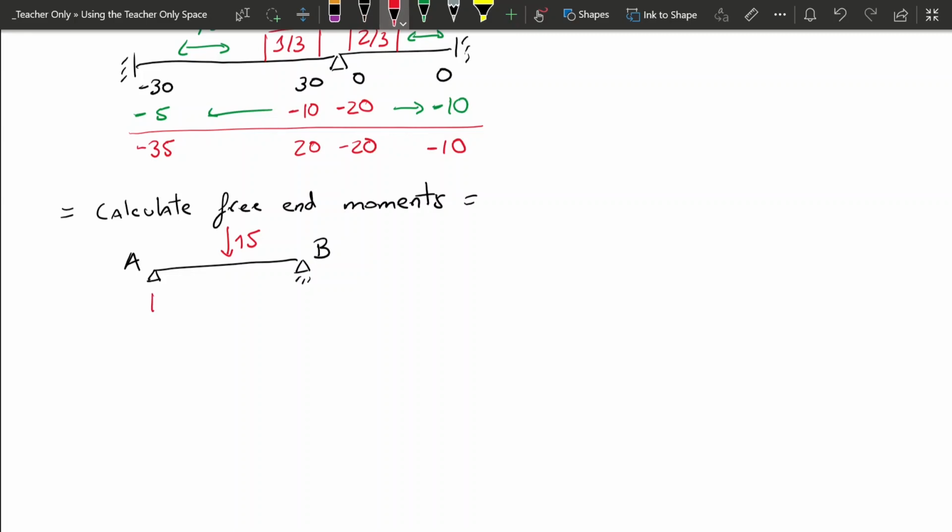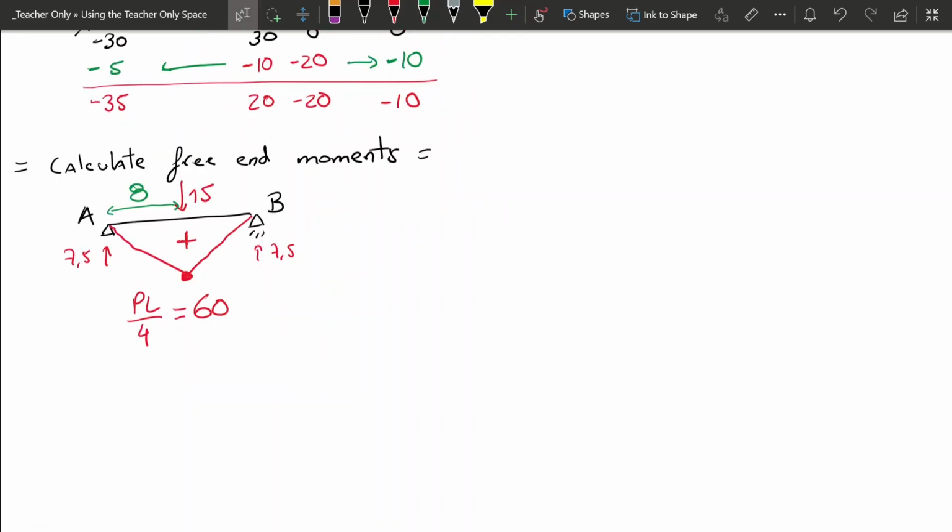If we have 15, the reactions will be 7.5 on each side, and then the bending moment diagram will look like this, where this moment here is going to be 7.5 times 8, or if you want an equation to always remember, PL over 4. In this case, this is equal to 60. So you can do 7.5 times 8, being 8 this distance here, or you can do PL over 4. So we have everything we need, so now we can start calculating our bending moment diagram.